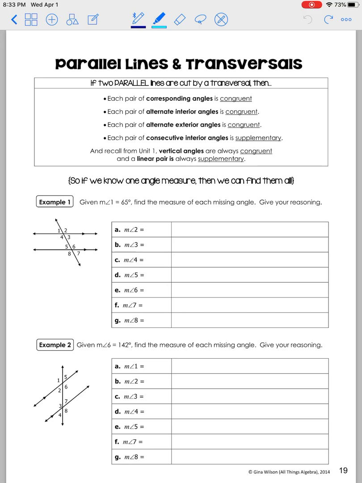As we remember from earlier in this lecture, vertical angles are always congruent and a linear pair is always supplementary. So these two pieces of information are not in relation to the transversal, but just angle relationships. So for number 1, if we're told that the measure of angle 1 is 65 degrees, there's a lot that we can do with that. So if we want to go in the order here, we can find the measure of angle 2 because 1 and 2 are a linear pair, and a linear pair is supplementary. So 180 minus 65 is 115.